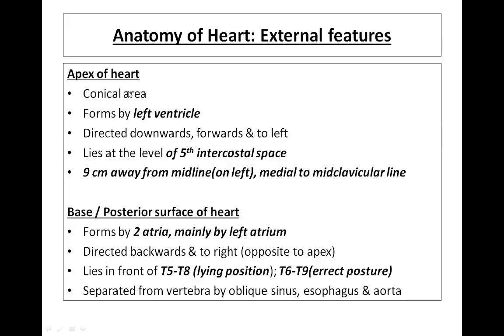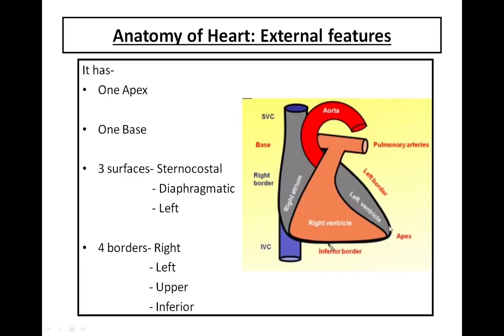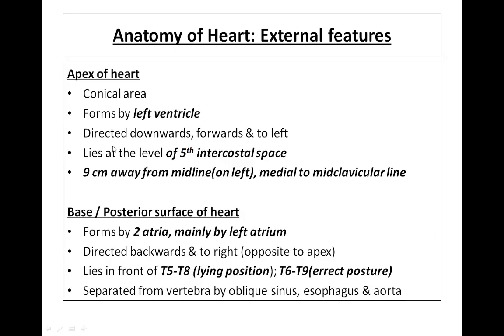Come to the apex. So the apex is conical. It is the conical area. It is formed mainly only by the left ventricle. There is no question of partly right ventricle or left ventricle. So it is only the left ventricle. This is the apex. It is directed downwards, forwards, and towards the left side.